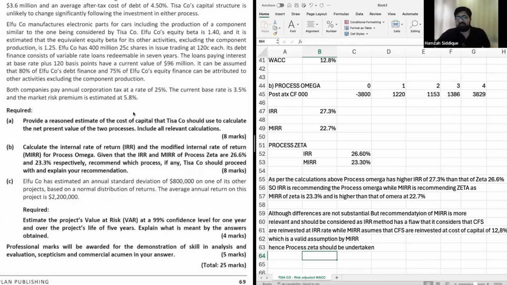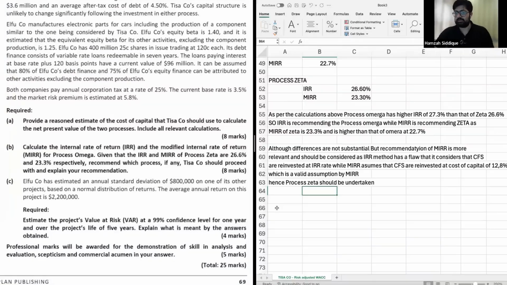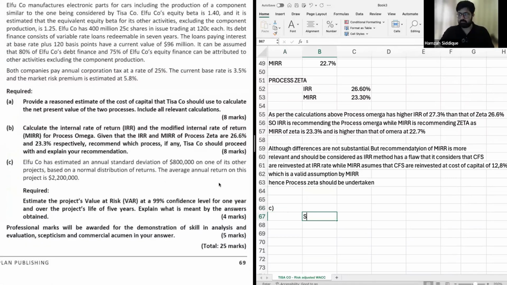The next is value at risk. LFU has estimated an annual standard deviation of 800,000 on one of its other products based on a normal distribution. The annual return on the project is $2.2 million. Okay, so it is quite easy. We need to calculate it. So, C part. They say standard deviation, variation of cash flows, 800,000. 99% confidence level. So value at risk at 99% confidence level. Tell me the value of K at 99%. Check and tell me, please. You should memorize that. 2.33.